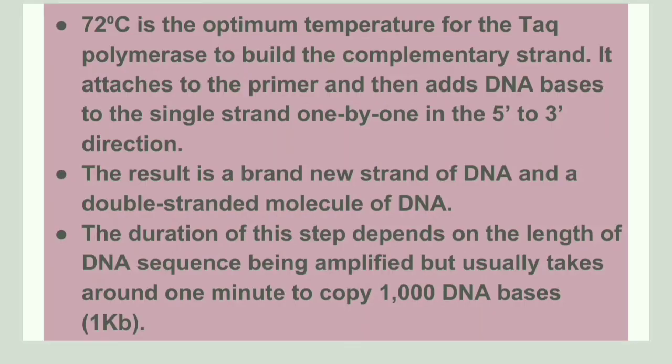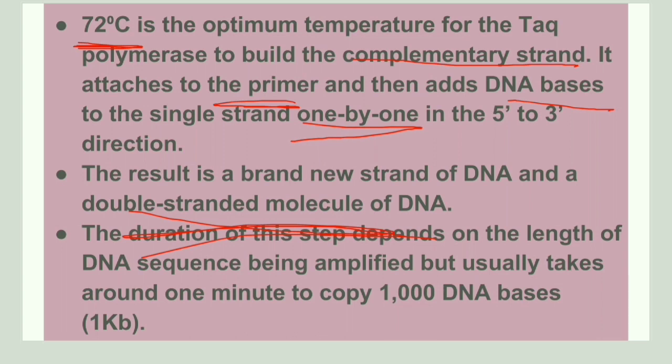The optimum temperature of extending stage is 72 degrees Celsius, and at this temperature the Taq polymerase can build a complementary strand. That is, at this stage a single-stranded DNA can develop into a double-stranded DNA molecule. This Taq polymerase attaches to the primer, and after it is attached, DNA bases are added. This addition is one by one, and it is always in the direction 5' to 3'.